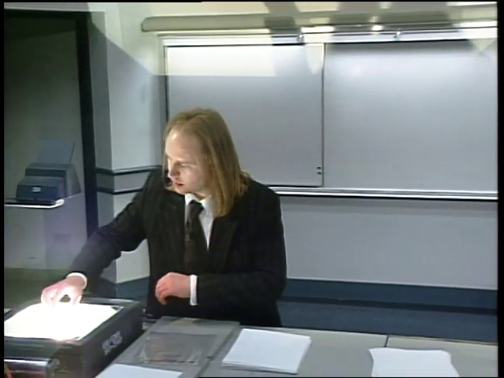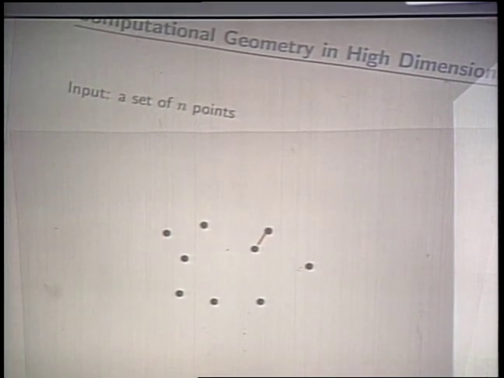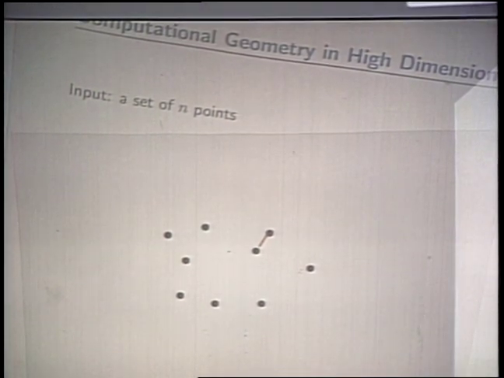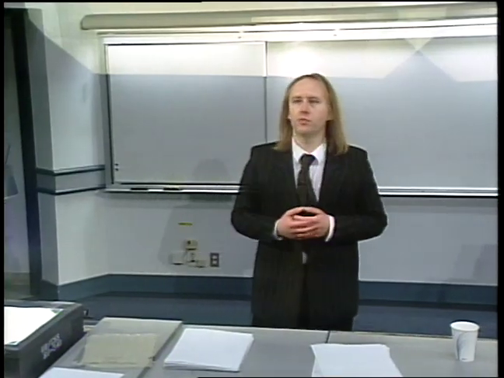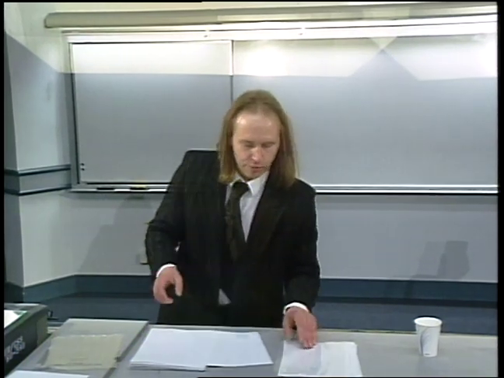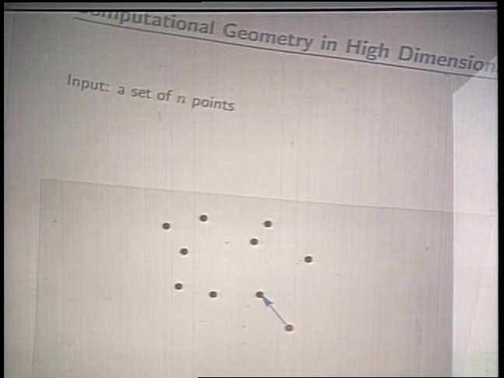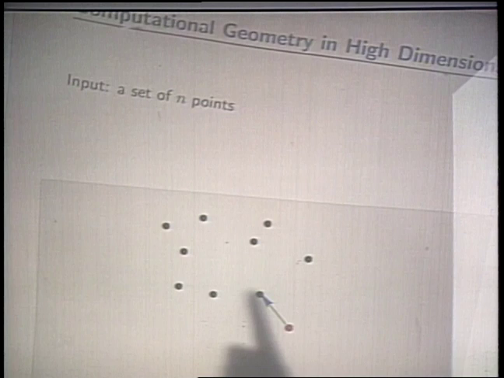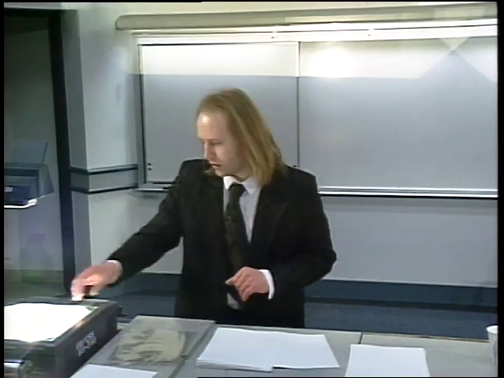For example, you might want to compute the pair of points closest to each other. In this case, this is this pair. Alternatively, we might want to perform some kind of pre-processing and build an index so that later, given a query point, we'll be able to quickly find a point closest to the query point. In this case, this is the query point and this is the nearest neighbor. So these are the types of problems which we'll be interested in.